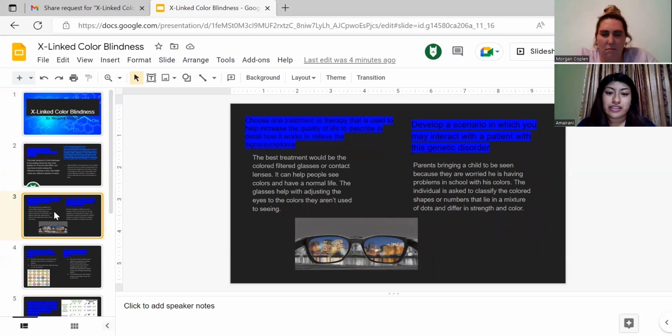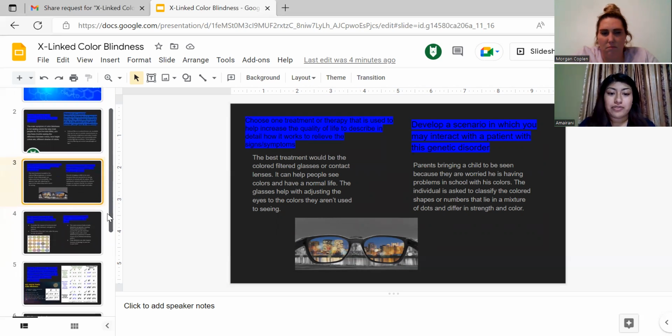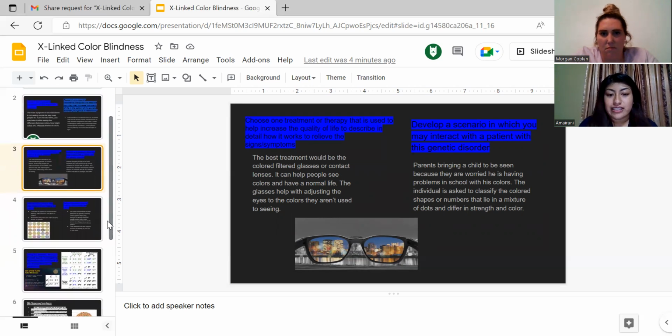Choose one treatment or therapy that is used to help increase the quality of life to describe in detail how it works to relieve the signs or symptoms. The best treatment would be the color filter glasses or contact lenses. It can help people see colors and have a normal life. The glasses help with adjusting the eyes to the colors they aren't used to seeing.